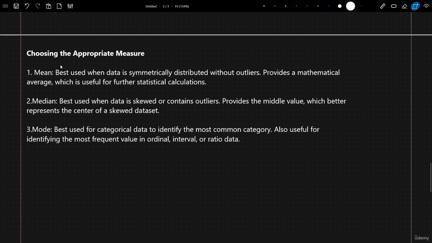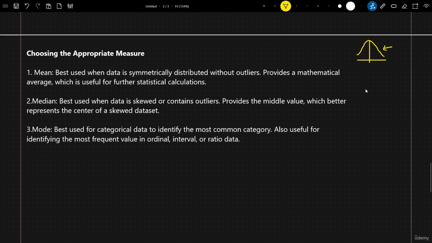Choosing the appropriate measure: mean is best used when the data is symmetrically distributed without outliers. When I say symmetrically distributed, your data should be distributed something like this. We'll discuss what a symmetrical distribution is in the future, when we discuss the distribution of the data, and that topic will start from histograms. Mean provides a mathematical average which is useful for further statistical calculation.